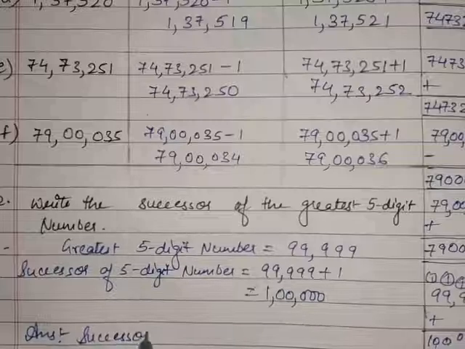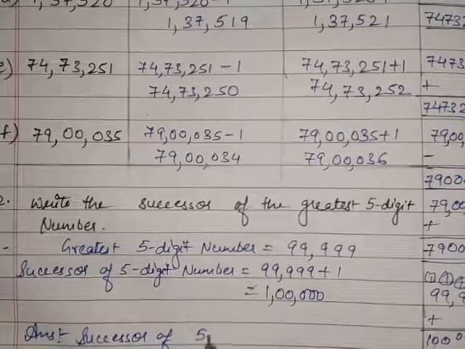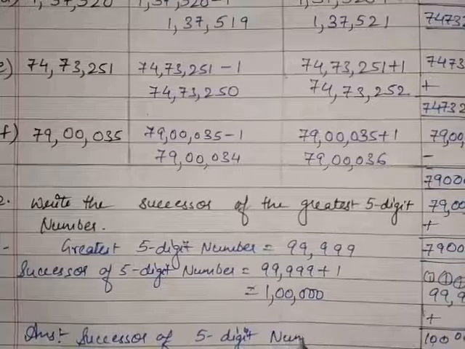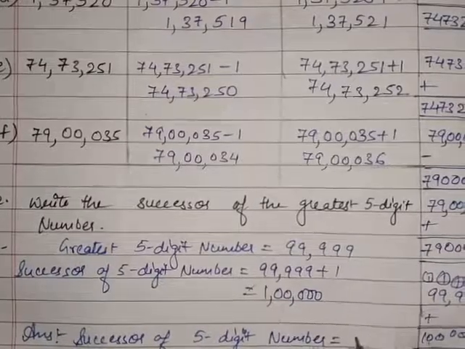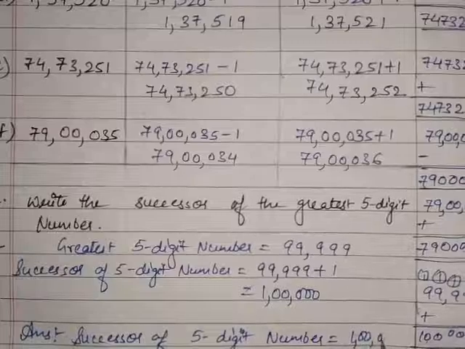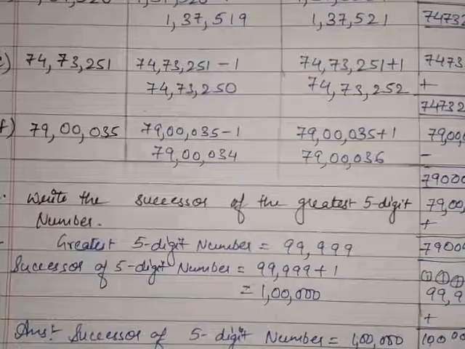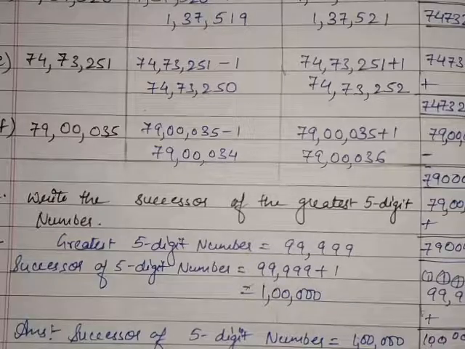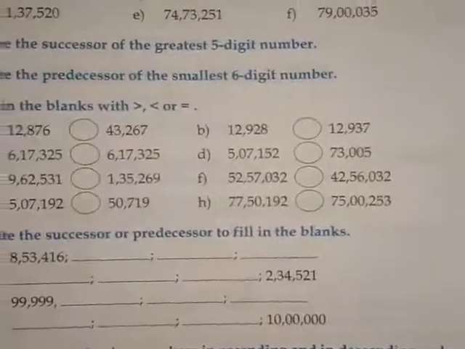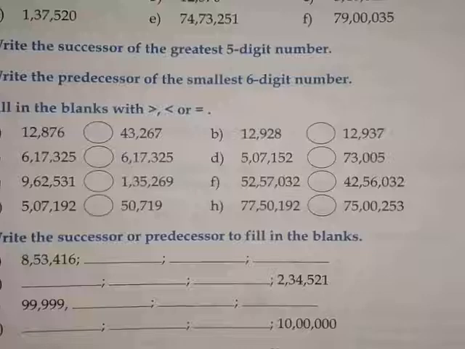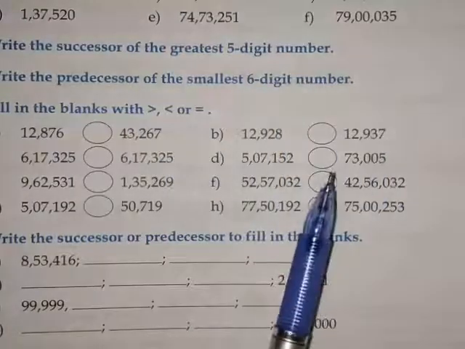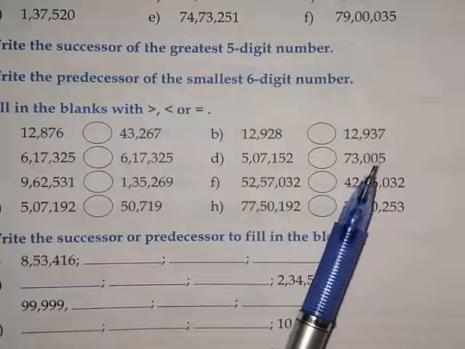Successor of 5-digit number equals 1 lakh. What is the successor? It is 1 lakh. Now what is our third question given? The third question is: write the predecessor of the smallest 6-digit number. What is given? Predecessor of the smallest 6-digit number. Predecessor means 1 less than the number.